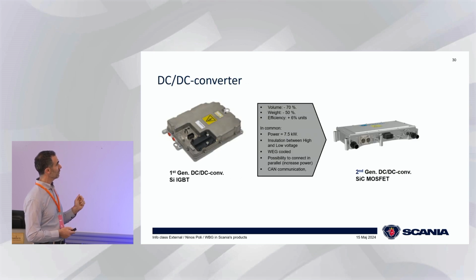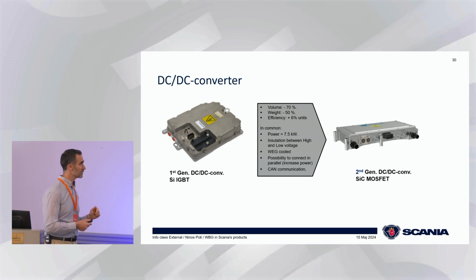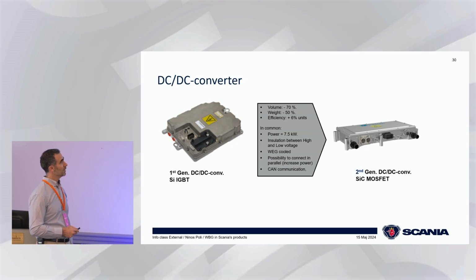And then I would like to finish off by mentioning our DC-DC converter, which I presented at the SCAPE conference a couple of years ago, but it's worth mentioning. This is also from Emotion. The first generation had silicon IGBTs. By changing the silicon IGBTs to silicon carbide MOSFETs, Emotion were able to, I'll make a commercial for you now, reduce the volume by 70%, the weight by 50%, and increase the efficiency by 6 percentage units. It's the same power level, but still you manage to reduce everything like that, and that's by increasing the switching frequency.